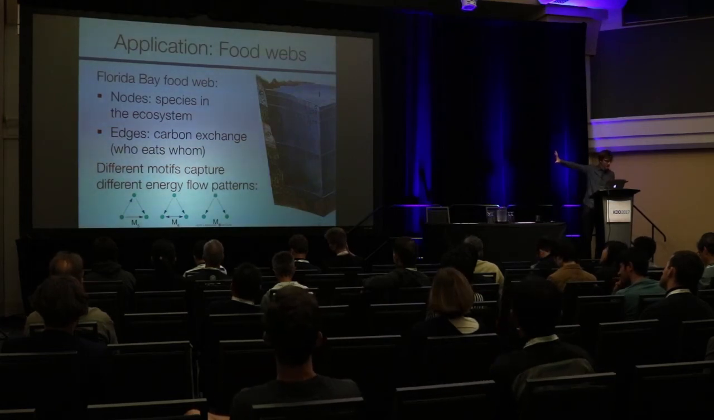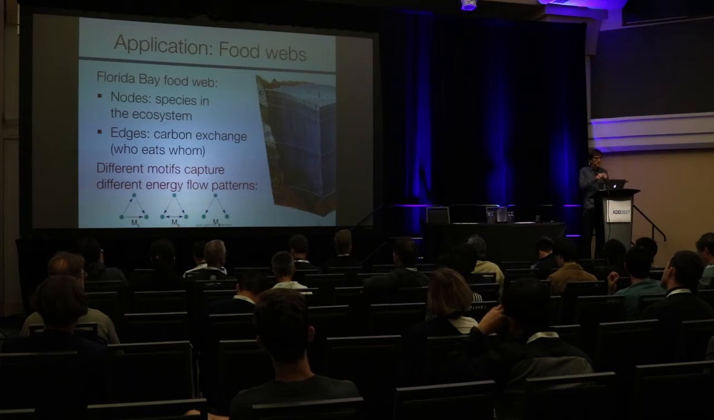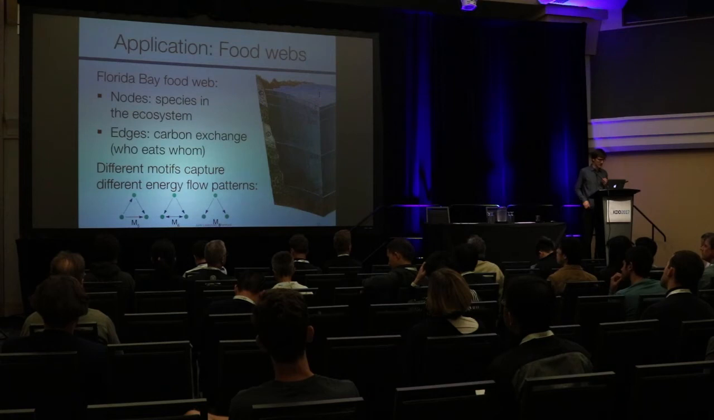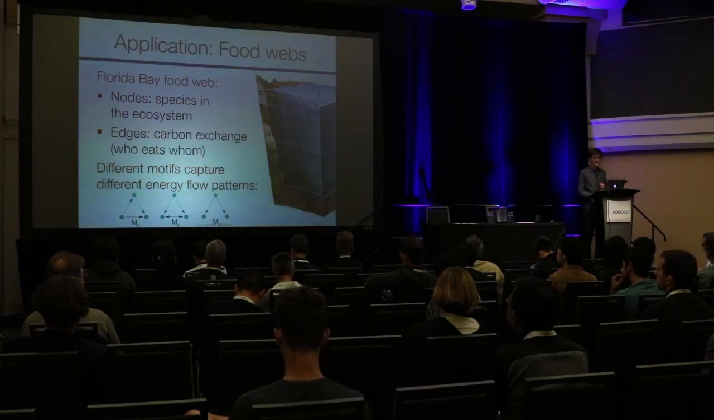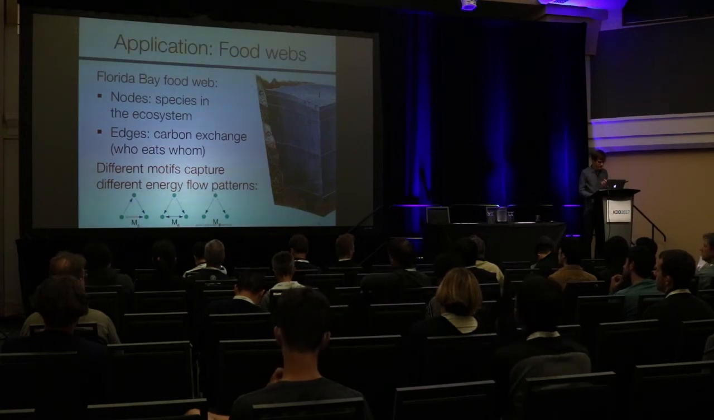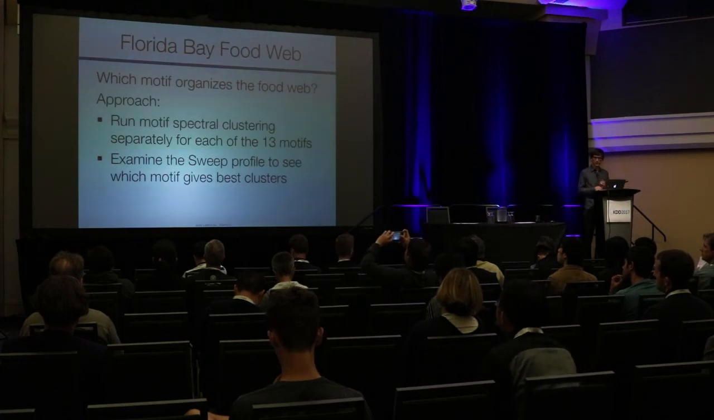In particular, here we will look at the marine ecosystem in some bay in Florida, where biologists would go in and hand map all these relationships of which organism is preying on which other organism. These different motifs that I show you at the bottom are important because they capture how the energy flows across the ecosystem. So the question becomes, how is this food web organized? What is the structure of this particular ecosystem? In our language, the question is which motif organizes the food web.